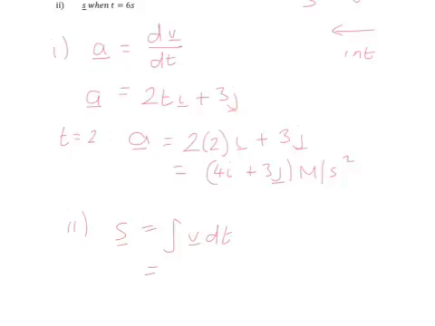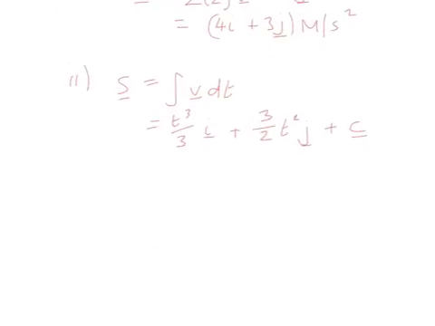So when we integrate v, we're going to get t cubed over 3, and then that's the i component, plus 3 over 2 times t squared, that's the j component, and then plus our constant of integration, which is c. And again, our constant of integration is going to be a vector. So now we've got something for s. We want to use what it says in the question to actually find out what our constant is.